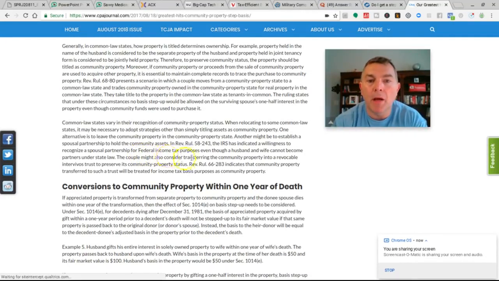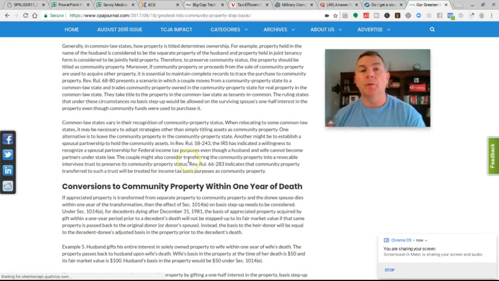The couple might also consider transferring the community property into a revocable inter vivos trust. Inter vivos trust is a living trust. That's all that means. To preserve the community property status, that would be something beyond my expertise. You need to seek legal guidance there for sure. Revenue Rule 66-283 indicates that community property transferred to such a trust will be treated for income tax purposes as community property.